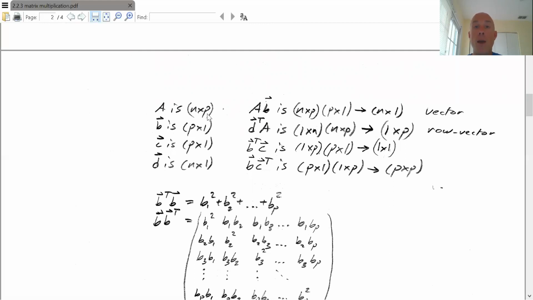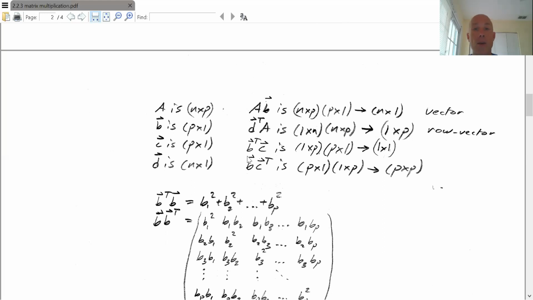All right, then what's going to happen is if I multiply A times B, I take the matrix and multiply by a length p vector, the p's cancel in the dimensions, and I get an n by 1 matrix, which is a vector. If I multiply on the left by the transpose of D, notice that D is n by 1, so the transpose is 1 by n. I multiply, and we get 1 by p, a row vector. So if I multiply a matrix by a vector, I get a vector. If I multiply on the left a matrix by a row vector, I get a row vector.